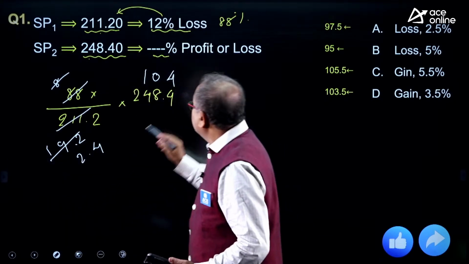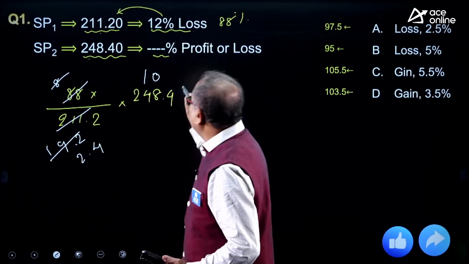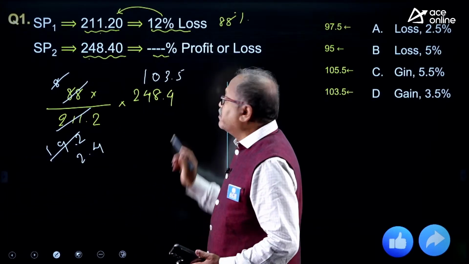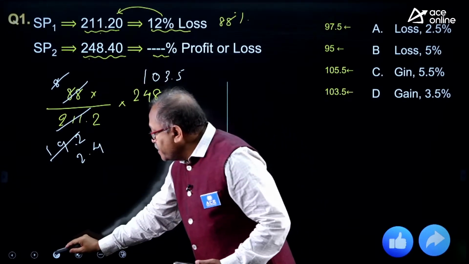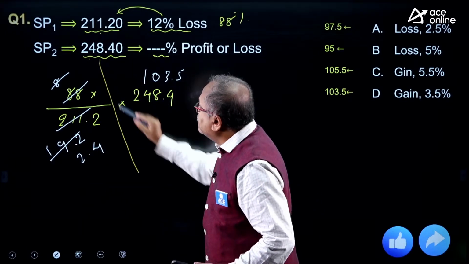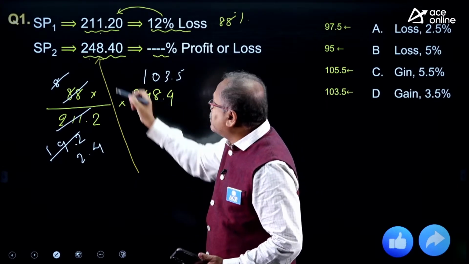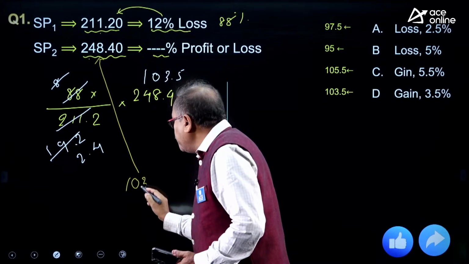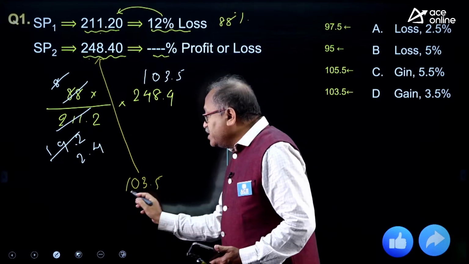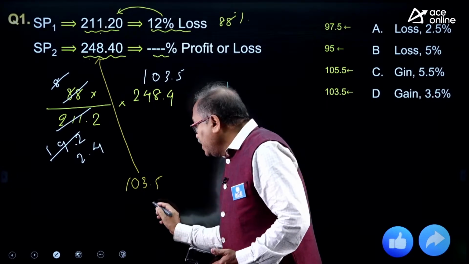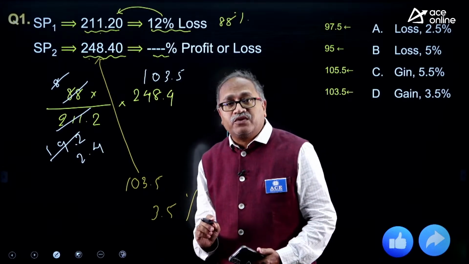So, it is 103.5. So, this selling price, if he sells for rupees 248.4, then this will be what percentage of the cost price? 103.5 percent of the cost price. So, what is the profit over here? From here, if I take out the 100%, then I will be left with 3.5%. So, there is a profit of 3.5%.